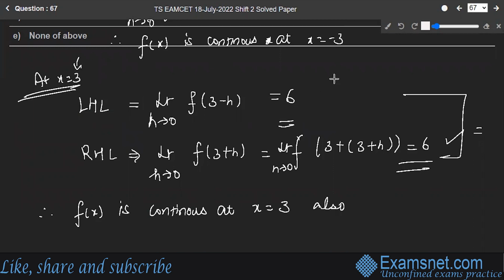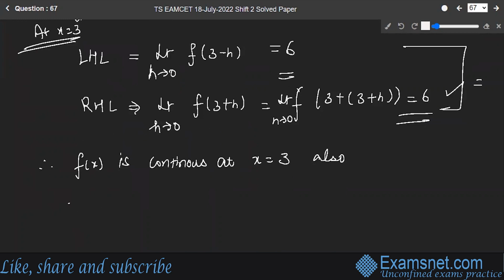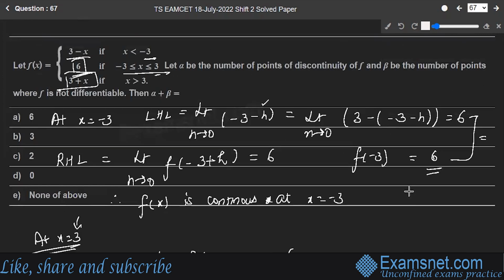Correct? So it was continuous at both of them. See, here was minus 3 and 3. These were two breaking points. Therefore, the function is continuous. For the rest of the points, the function was already continuous. Therefore, the function is continuous for x belonging to real numbers. Correct? Therefore, alpha stands to be 0. What was alpha? Alpha was the number of points of discontinuity of the function.